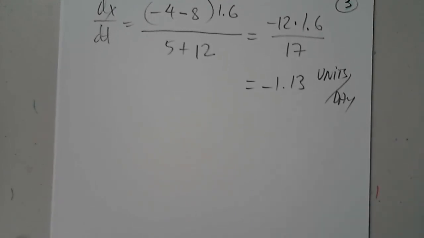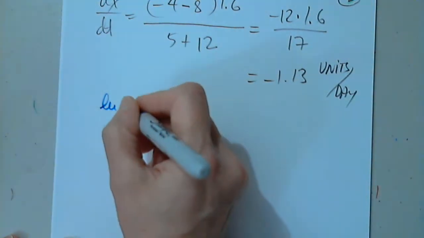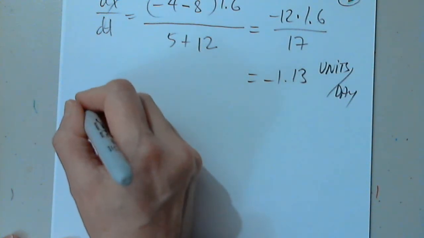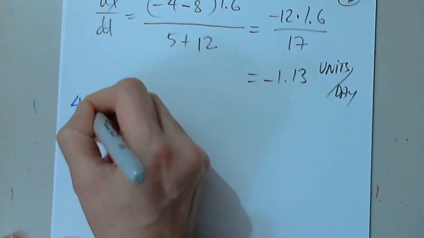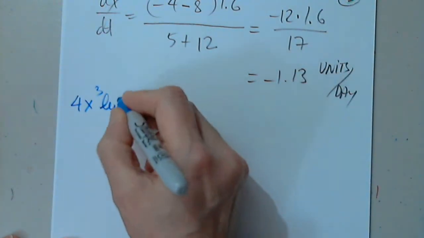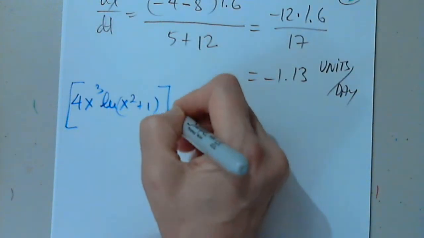So let's go to the end of chapter 2. So I'll tell you the page. I'm flipping. Okay. Or I can just make problems up. Okay. So let's say I have natural log x multiplied by 4x to the third. And let's say x squared plus 1.